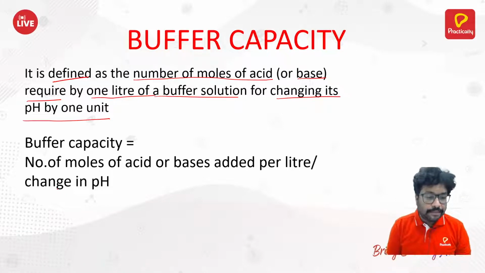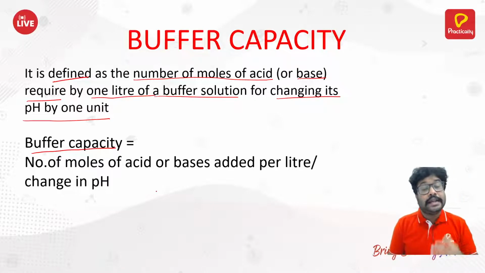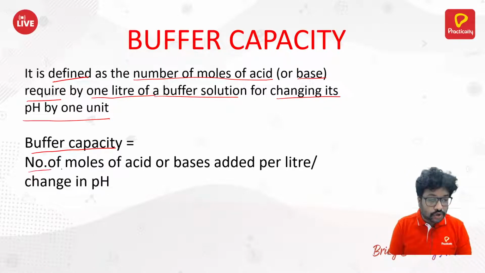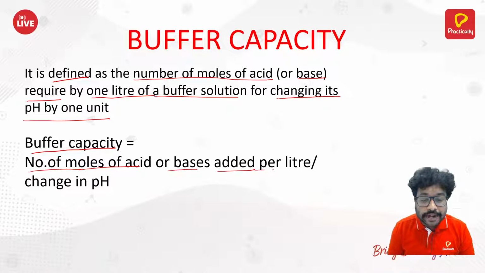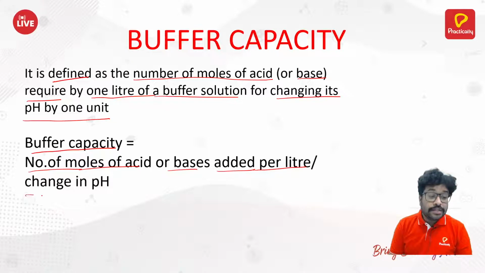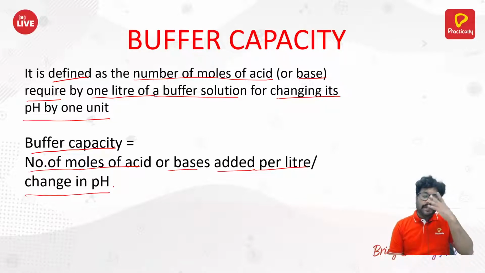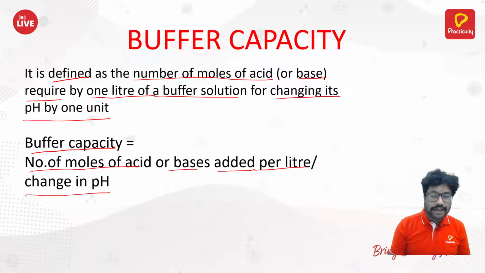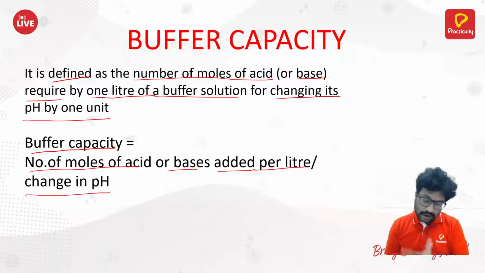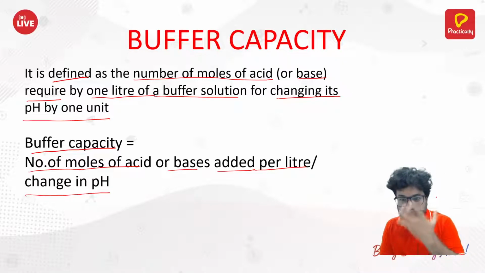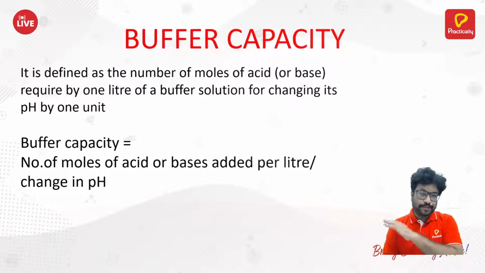So basically buffer capacity is defined as the ratio of the number of moles of acid or base added per liter divided by the change in pH. That is what it is all about. Now let's solve one numerical and then we'll finish this session.